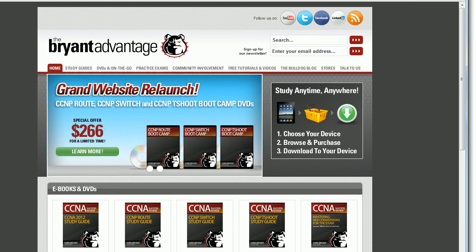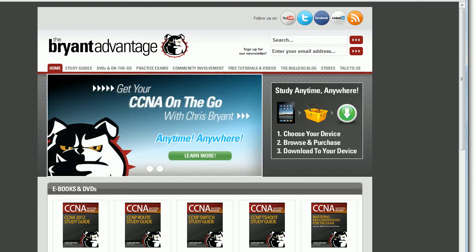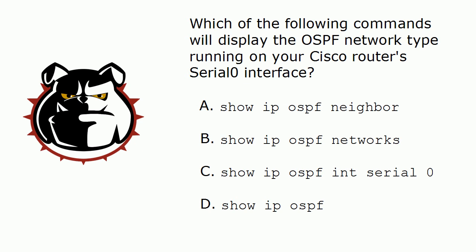Let's go ahead and jump to today's question, and it's going to be a kind of a lab built into this. So if you know the answer immediately, don't go anywhere because I've got a really important OSPF review for you here. Which one of the following commands will display the OSPF network type that is running on your Cisco router's serial zero interface?